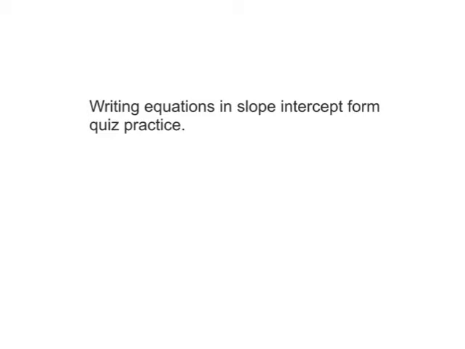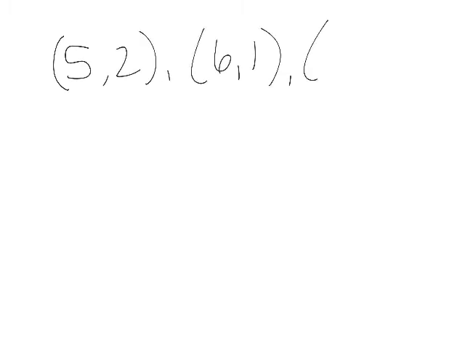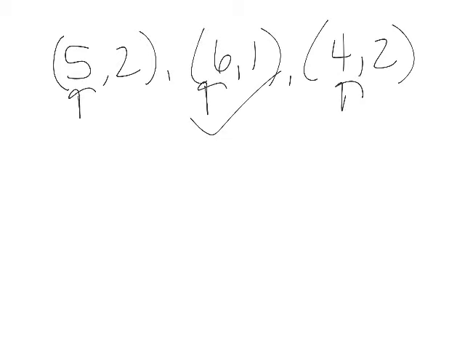All right, so we've got a quiz tomorrow on writing equations in slope-intercept form. And it's also on functions, identifying functions. Remember that? I'm going to go over the function thing really quickly with you right now. If I were to give you something like this, 5, 2, 6, 1, 4, 2, is that a function? Yes, it is, because the x's don't repeat. Remember, x cannot repeat. It's okay for y to repeat, but not for x's.